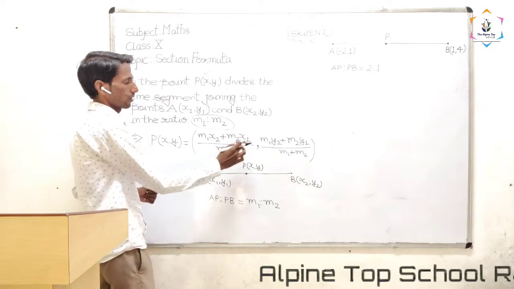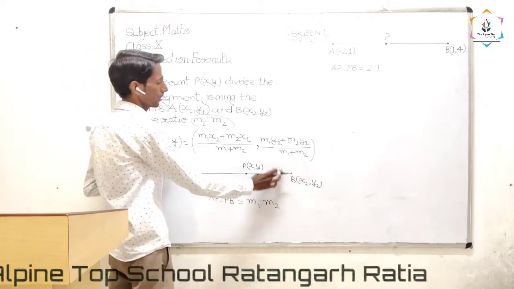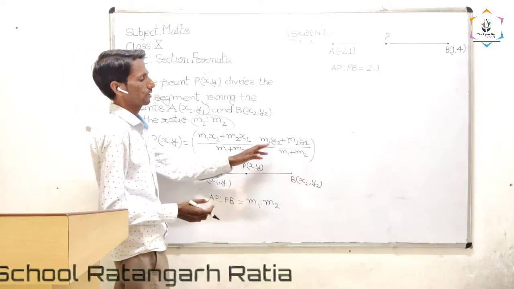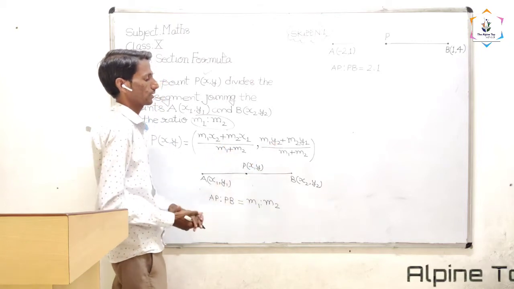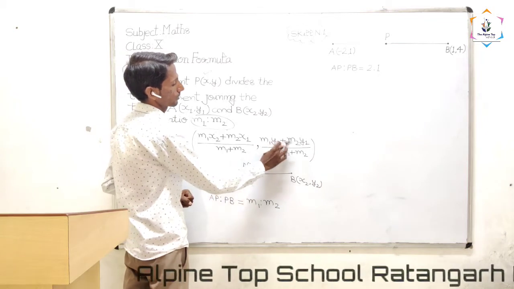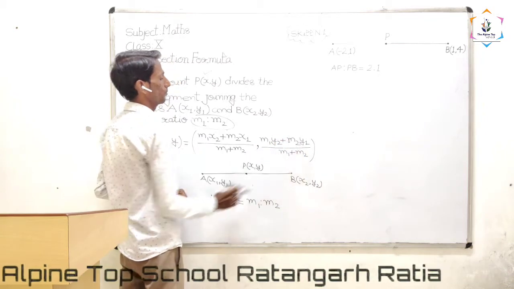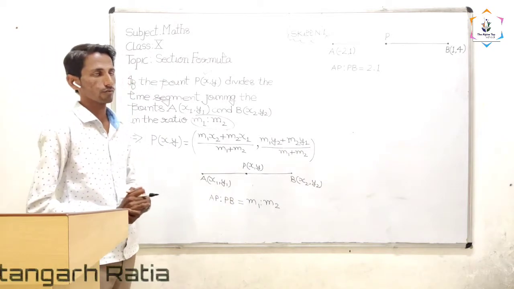AB. Now, how can we find the ordinate of this point P which divides the line segment AB? The same process we have to use, but you have to make one change here. In place of the abscissa, you have to take the ordinate. It means the formula is the same: m1 y2 plus, now reversed, m2 y1, divided by the sum of the ratio. This particular formula is known as the section formula.